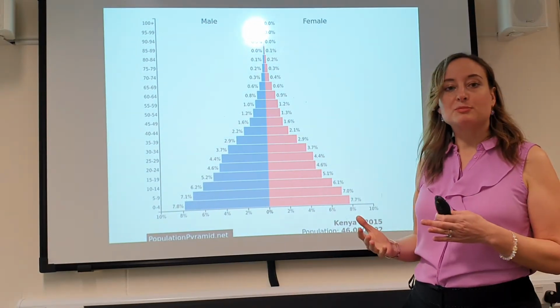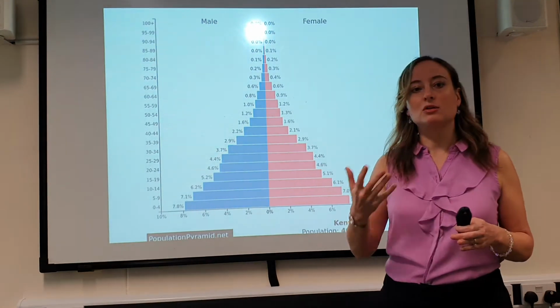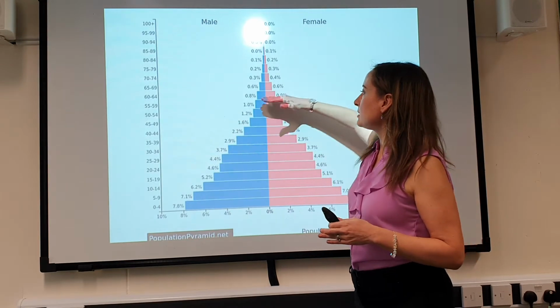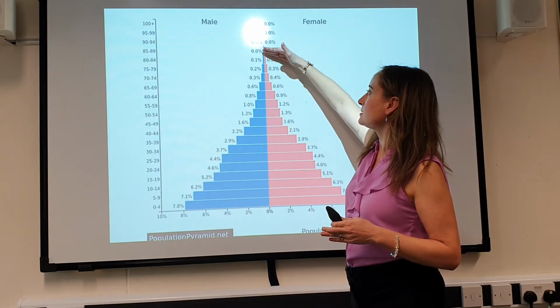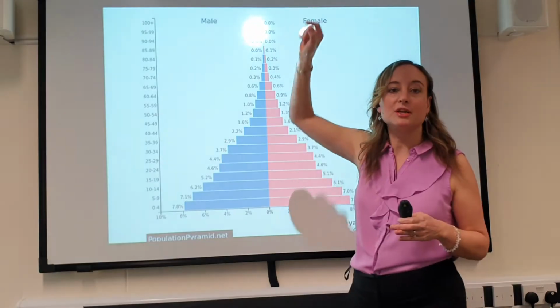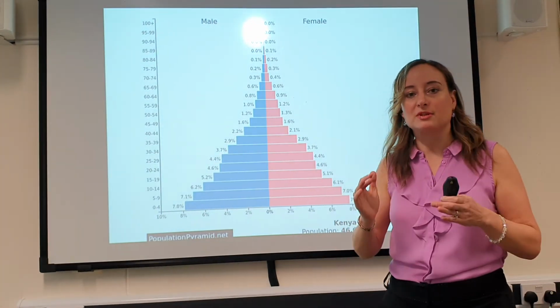Well, the reason for that is because people are dying. So as we move into our elderly population, and I'm going to call elderly people over 60 for the purpose of this lesson, you can see that this is really narrow and it's getting smaller and smaller as people reach 95 to 100 years old because they die. So that would be normal. You'd expect the pyramid to get smaller at the top.